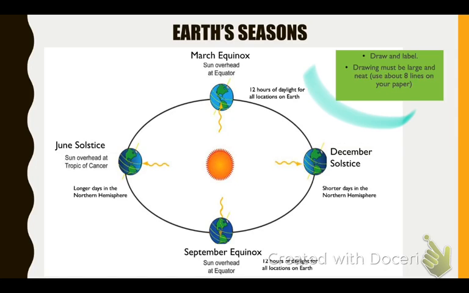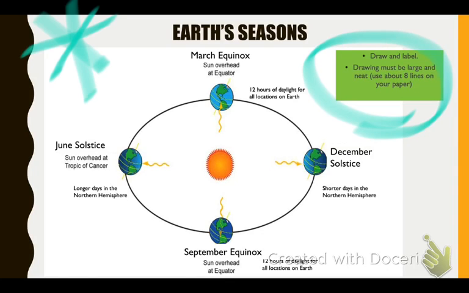Alright, this slide is important because you are drawing and labeling. Your drawing must be large and neat, and you're going to use about 8 lines on your paper. This is what's going to give you a stamp. Obviously, you need to have everything else completed, but if you have your words all written down but you don't have your diagram, you will not get a stamp.